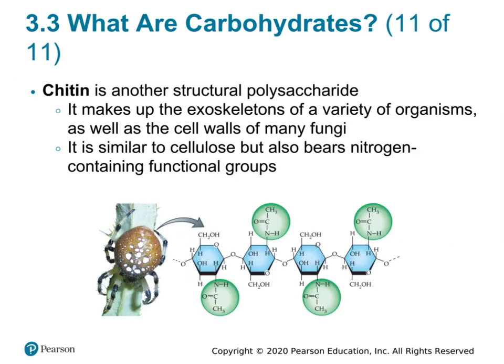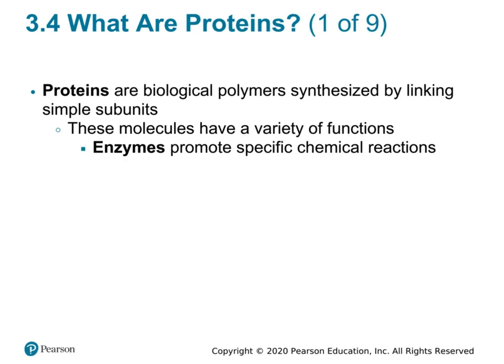And then there's chitin, which is another structural polysaccharide. It makes up the exoskeletons of a variety of organisms and also the cell walls of fungus. It is similar to cellulose, but it has nitrogen functional groups which we don't see in cellulose. So you might see this, for example, in the exoskeleton of a spider. So chitin is just another example of a structural polysaccharide.